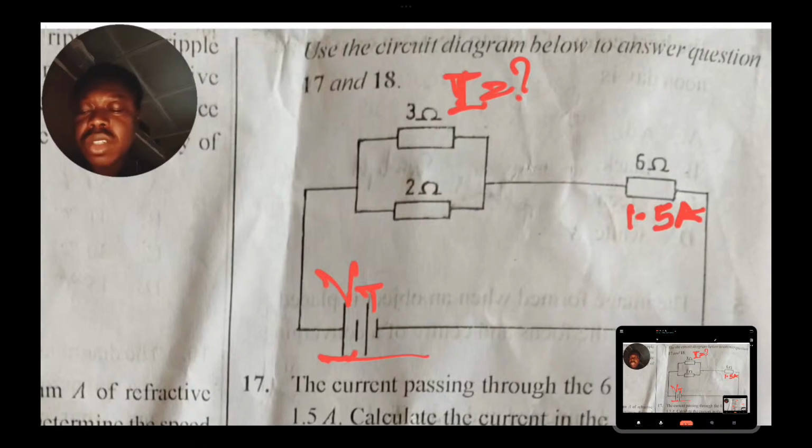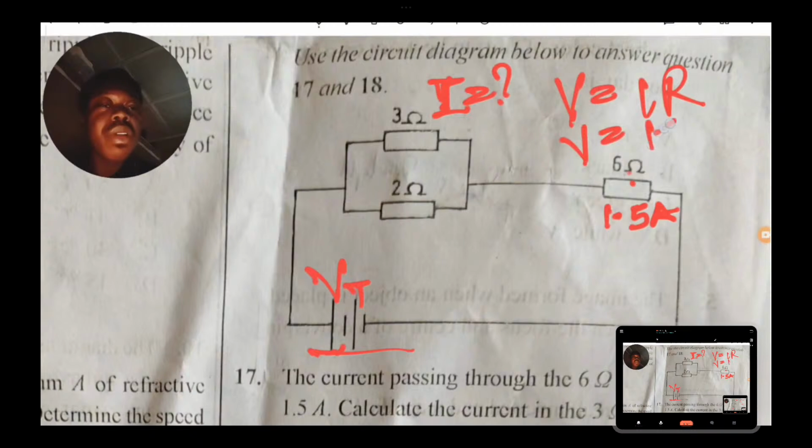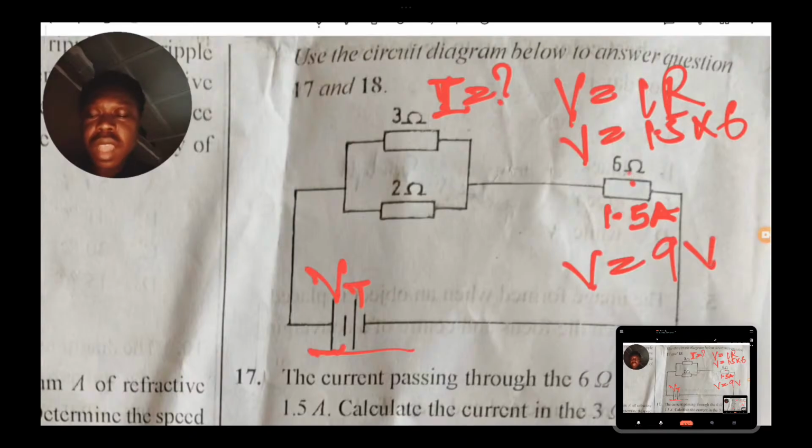So the current flowing through the 6 ohm resistor, we can move directly and find the voltage. We know that from Ohm's law, V equals IR. So V will now equal 1.5 times 6. What are we going to have? V will now equal 9 volts. Is that clear? So 9 volts is what we're having here.